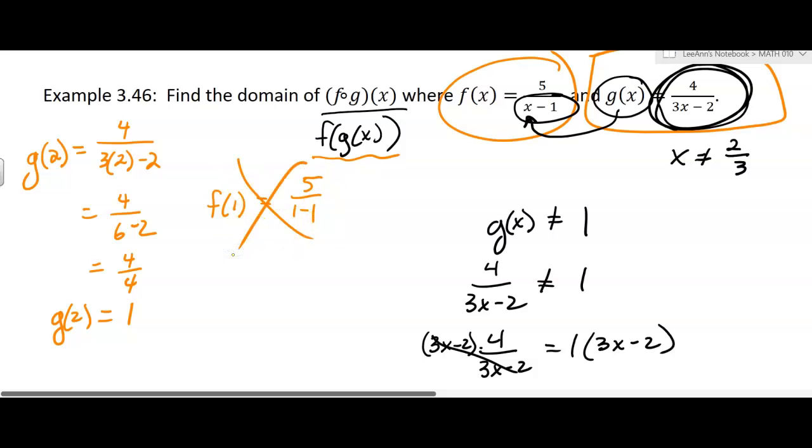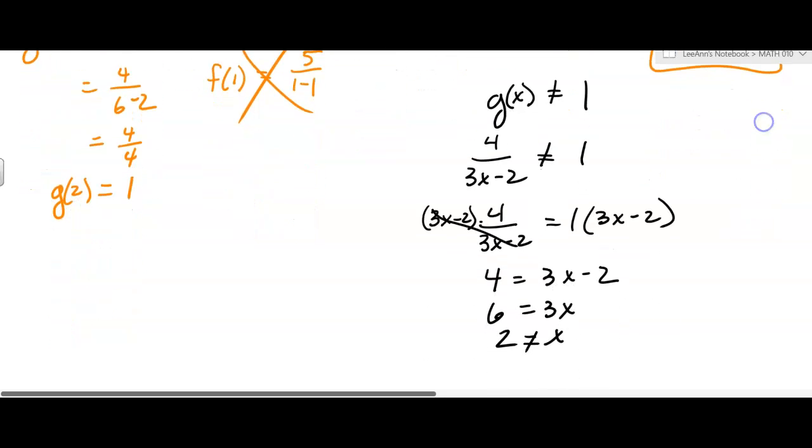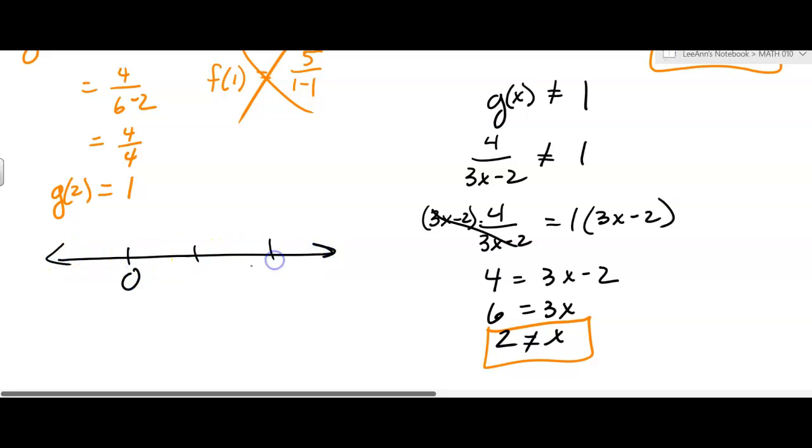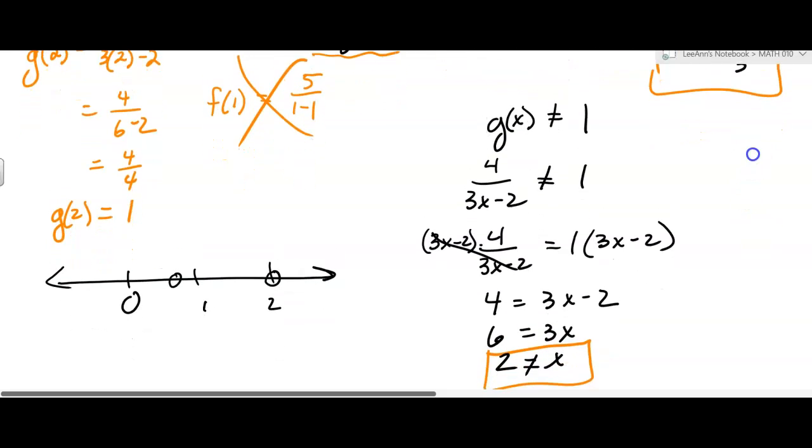So there are 2 values I can't have. I can't have x being 2/3. That's just from the get-go. I can't have x be 2/3. And I can't have x be 2. All right, now how do we write that in interval notation? Well, it might be better if I just show you on a number line how this comes. So here's 0, here's 1, here's 2. Okay, we said we can't have 2, and we can't have 2/3, right? It was 2/3? Yeah, okay.